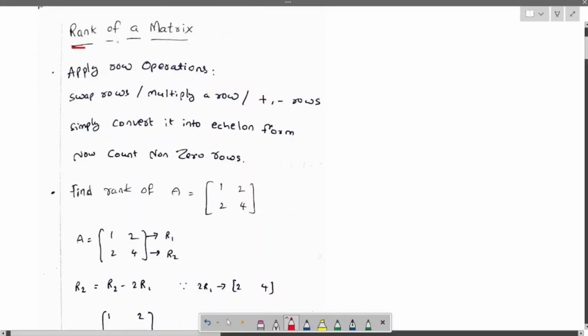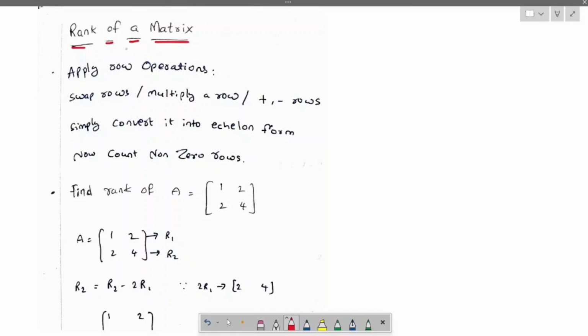In this video, we are going to see the rank of a matrix. So we are going to find the matrix rank. What are the things required here? First, we need to apply the row operations. Row operations are like swapping the rows, multiplying a row by a number, or adding or subtracting rows. This is simply nothing but converting it into the echelon form.